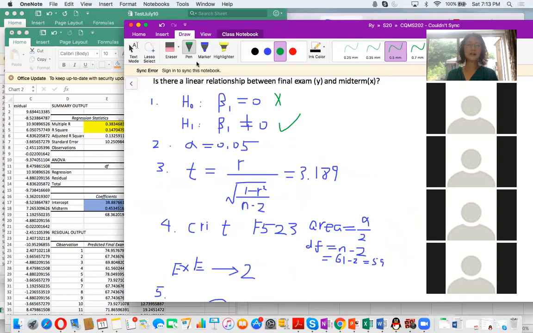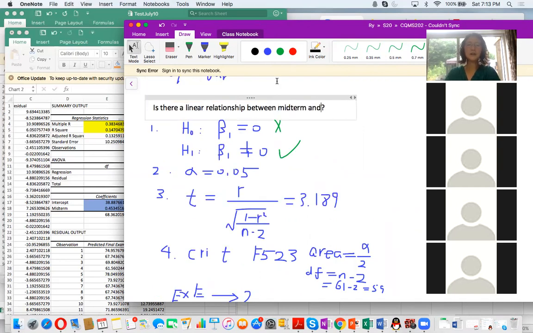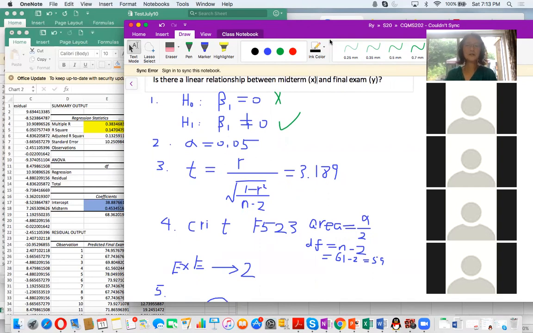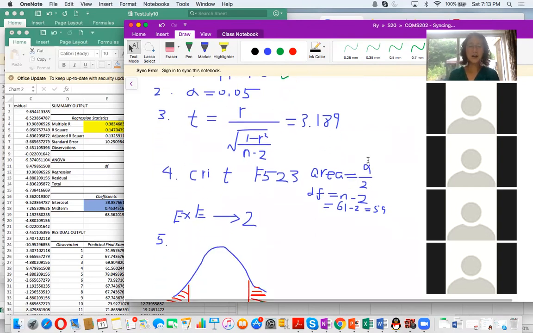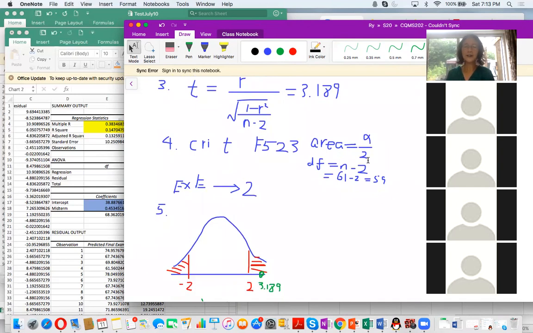Okay. I should modify this question to say between midterm and final exam. Okay, between midterm and final exam. Usually we say between X and Y. Okay. So that is our hypothesis test, using T.